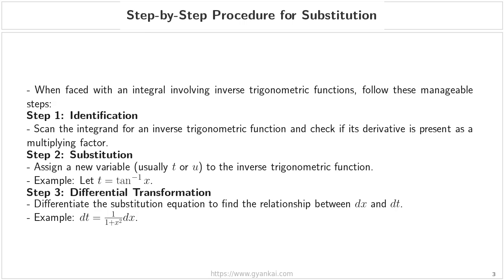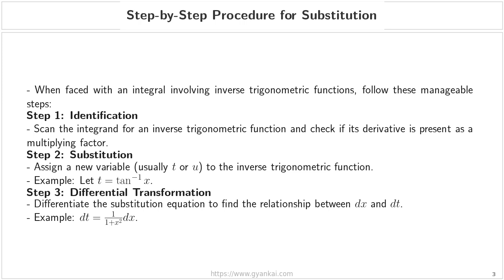Step 3, differential transformation. Now, this is a really important step that students sometimes miss. We need to express everything in terms of our new variable, t. To do that, we differentiate the substitution equation. So we differentiate both sides of the equation, t equals arctangent of x, with respect to x. This gives us the relationship between dt, the differential of t, and dx.